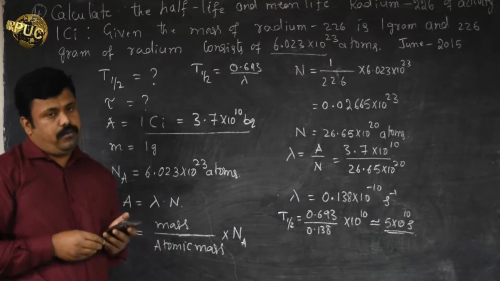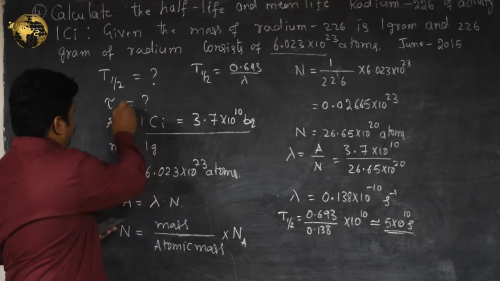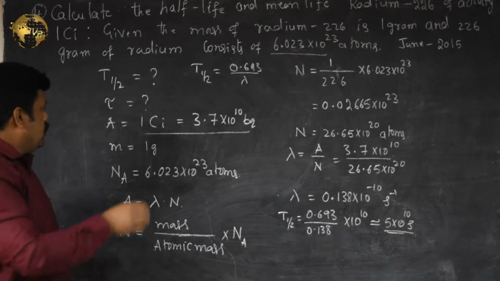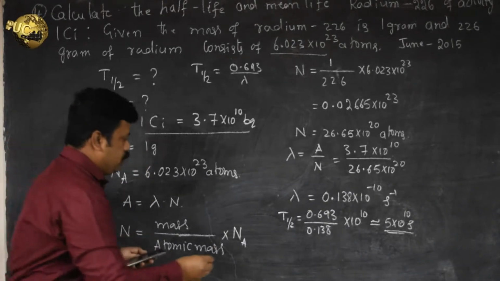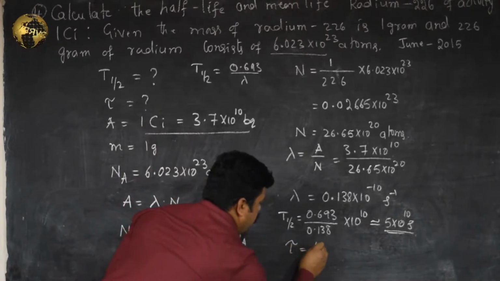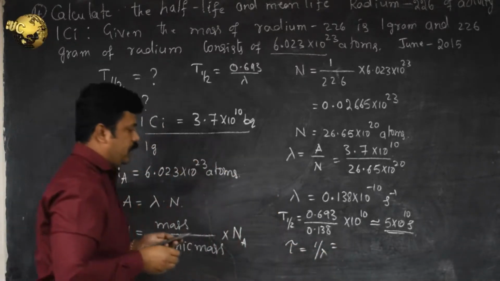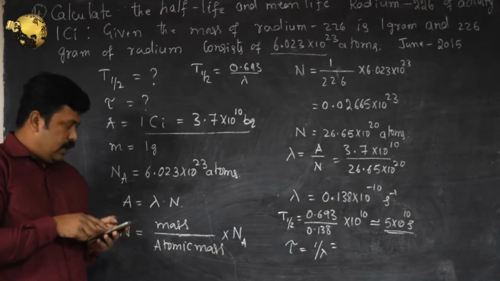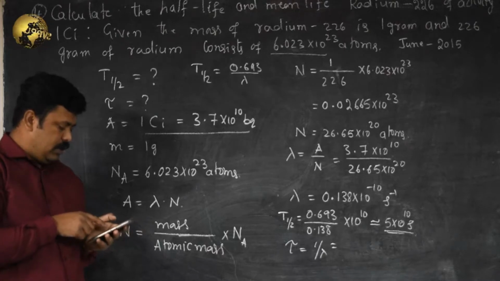So we are done with the half life. Then we need to find out mean life. So mean life is also related to the decay constant, that is mean life is equal to 1 by lambda. Mean life is equal to 1 divided by lambda, that is 1 divided by 0.138.